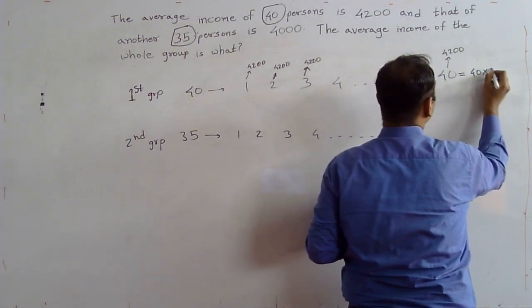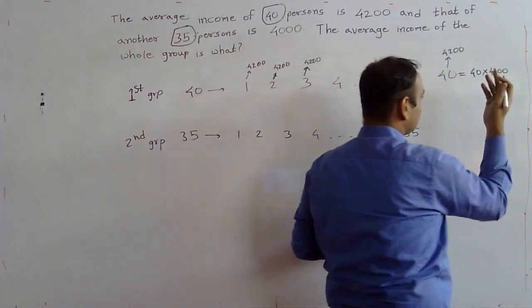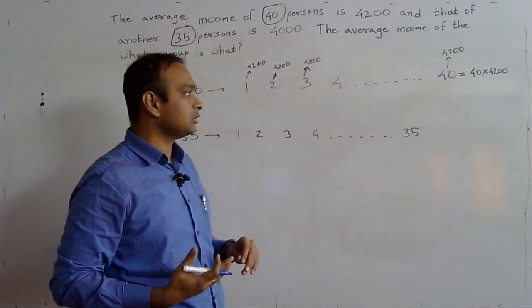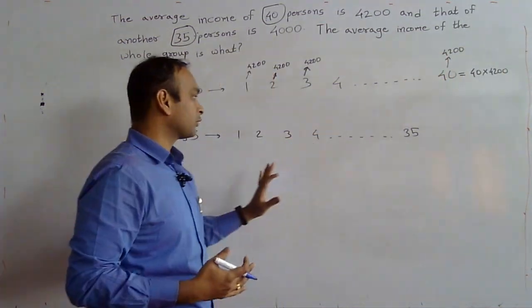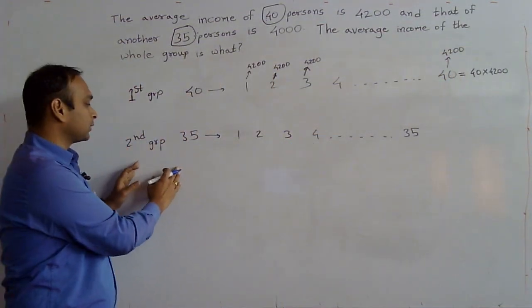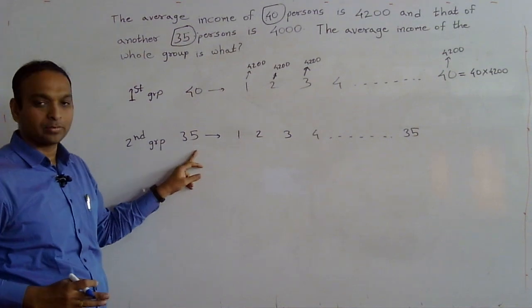40 into 4200. That could be the calculation. So whatever answer it may have, let's keep it as it is as of now. Let's concentrate on the second group now. In case of the second group, we have 35 persons.